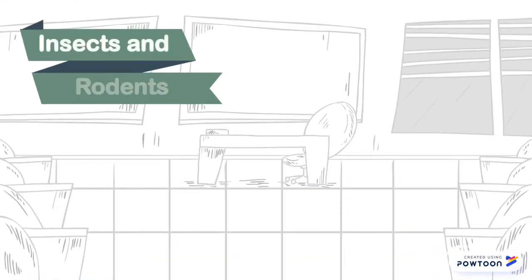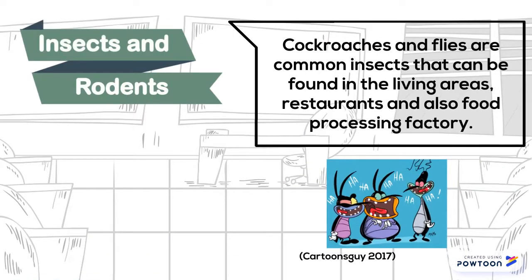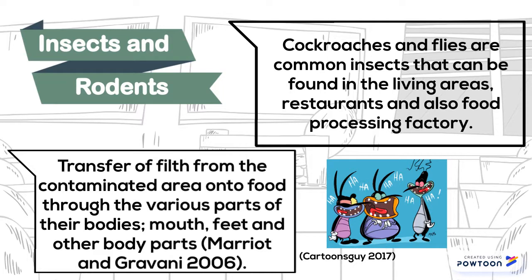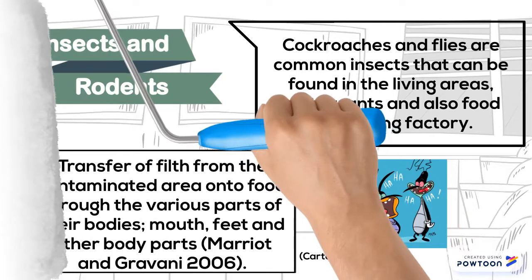Insects and rodents. The most common insects that can be found everywhere, including food processing factories, are cockroaches and flies. They transfer filth from the contaminated area onto food through their mouth, feet, and other body parts.